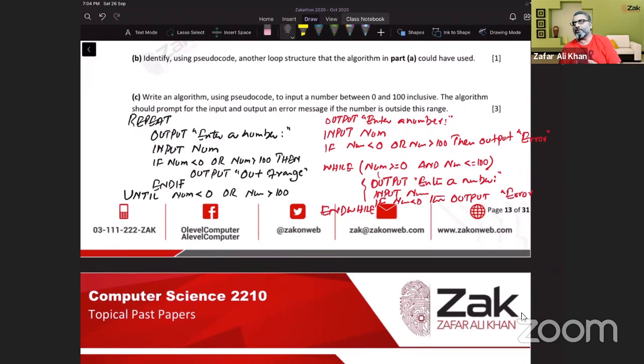Write an algorithm using pseudocode to input a number between 0 and 100 and keep entering it. The algorithm should prompt for the input and output an error message if the number is outside the range. All right, so repeat, output, enter a number, which is a prompt, input the number. If number is less than 0 or number is greater than 100, then output out of range. Since I have written it in 2 lines, I have used end if as well. Otherwise, 2 more lines will be decreased: until number is less than 0 or number is greater than 100. So as soon as number is out of range, this loop will break.